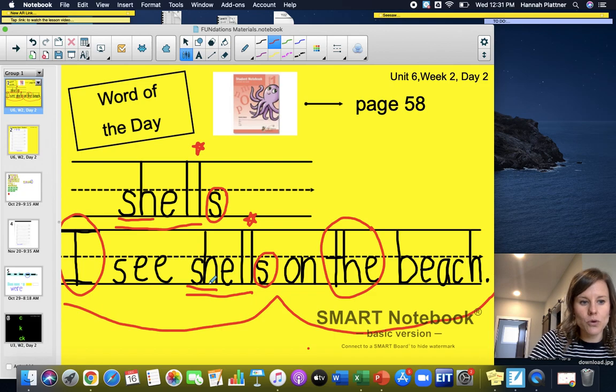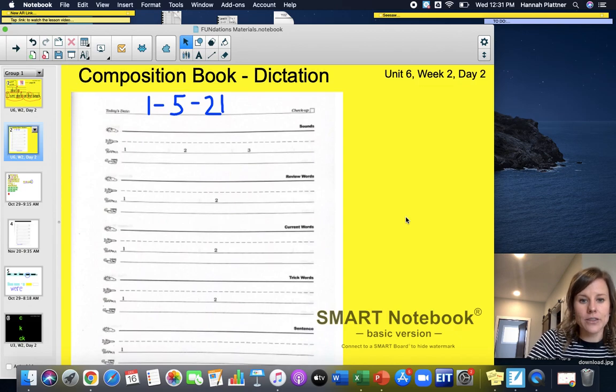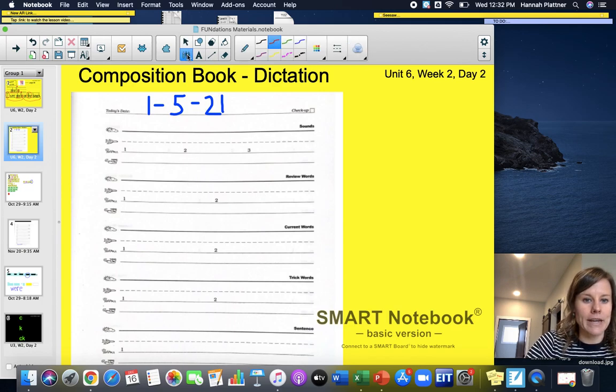We are going to move to our composition book, our book with the wind cloud on it. And we are going to do a dictation today. So go ahead and get those materials out, open up to the next blank page, and write today's date up at the top. 1-5-21. It is a new year, 2021. Again, you can pause this video if you need time to get caught up, and then you can play it again when you are ready.